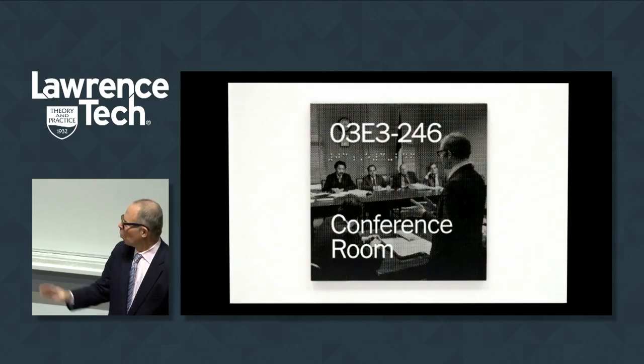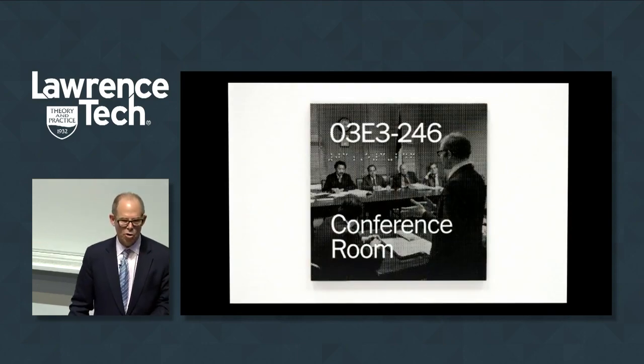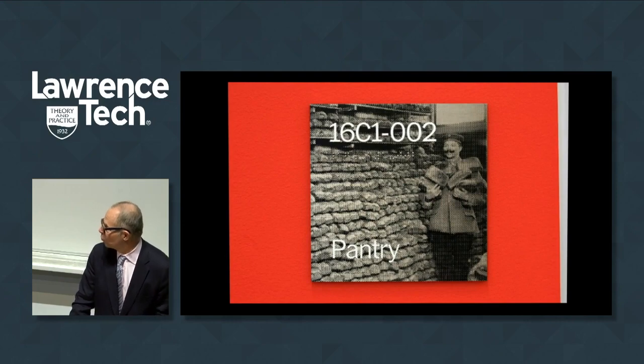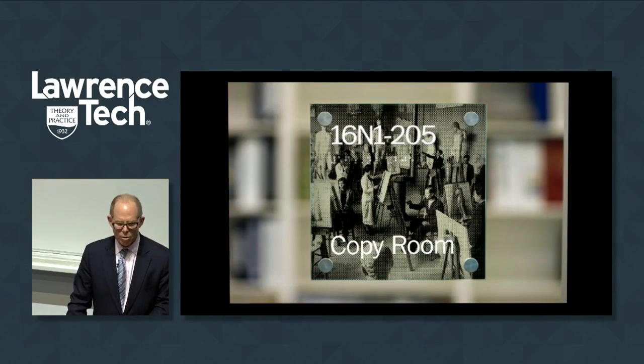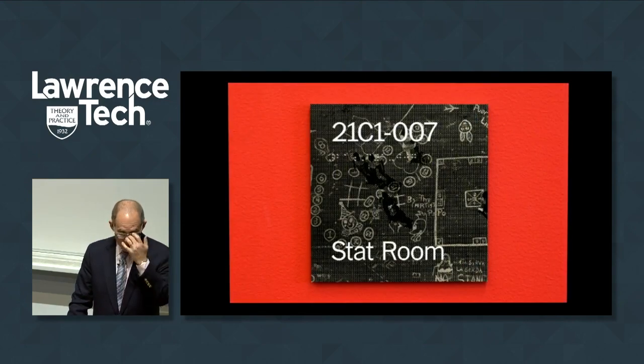You know, that's more what the New York Times looks like, guys, you know, people talking to each other in conference rooms, actually. Pantry, the copy room, the stat room. Sometimes I wasn't sure what these rooms were, actually. I think this has to do with statistics, but maybe not, but we thought it would look like that.